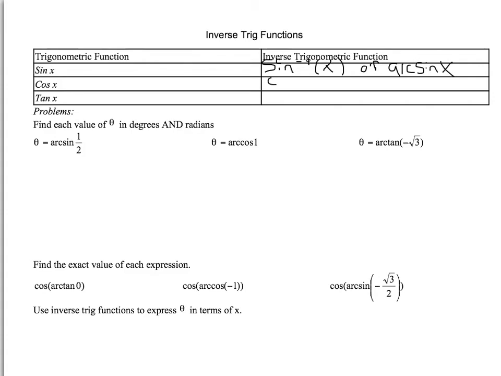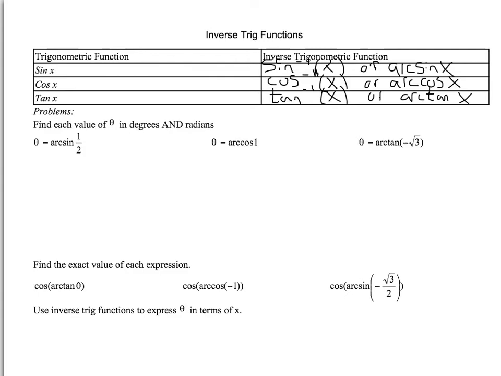For cosine, in your calculator, it'll show it as cos -1 of x, but that can also be read as arc cos x. And for tangent, it's tan -1 of x, or the same thing when I say arc tan of x. This first part is very easy. What you're doing is typing it in your calculator.